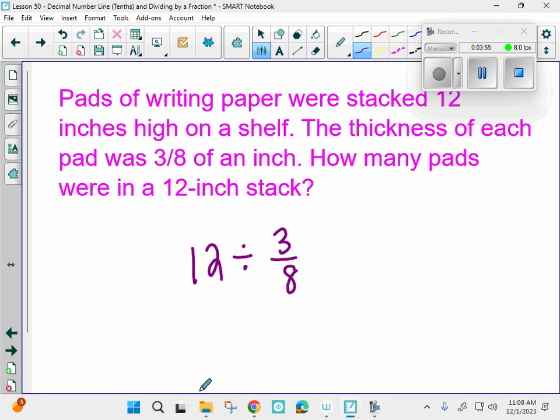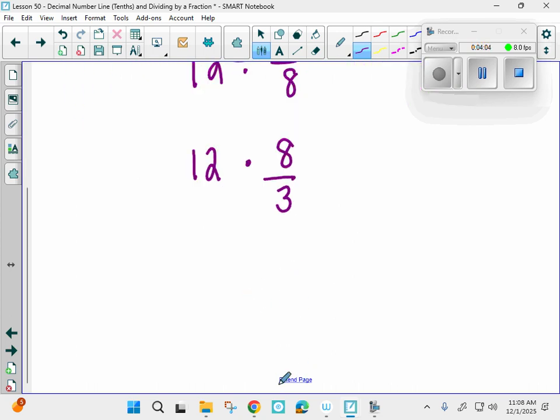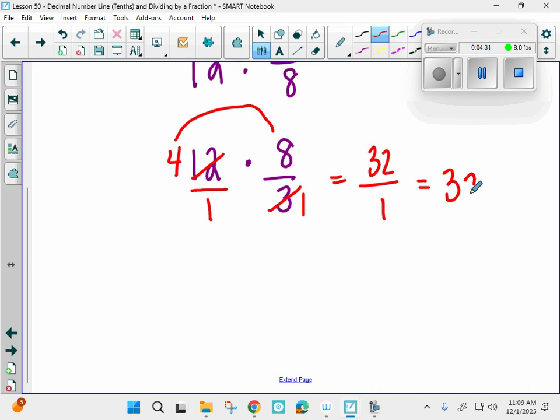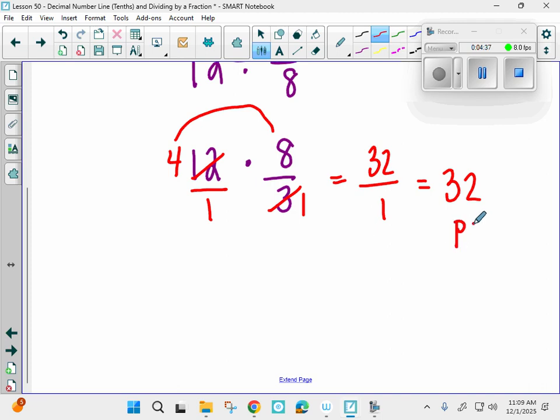Now I'm going to copy, dot, flip. Copy, dot, flip. Okay, I like to do my multiplication where I cross cancel. Okay, 3 goes into 12 how many times? 4 times. All right, and then 3 goes into 3 one time. Now I can multiply straight across. 4 times 8 is 32, and 1 times 1 is 1, and 32 divided by 1 is just 32. So this is how many pads of writing paper fit into that 12 inches.